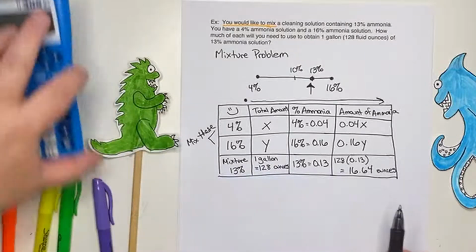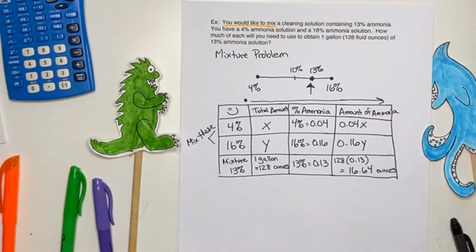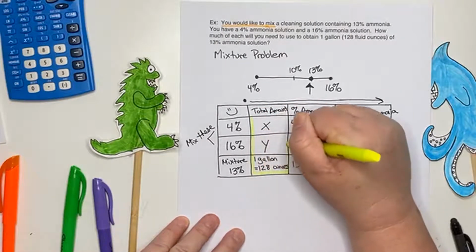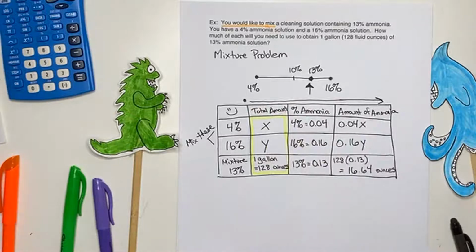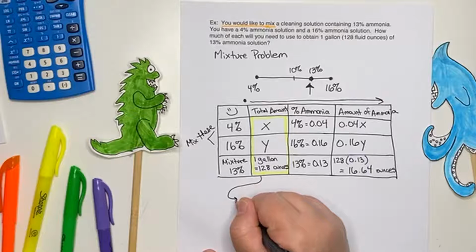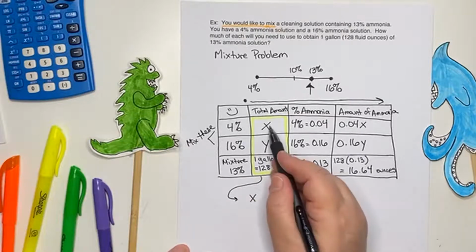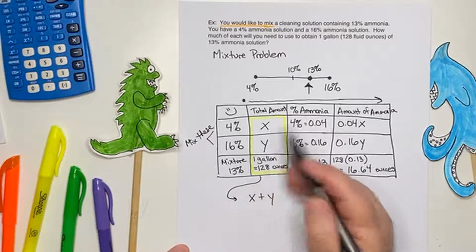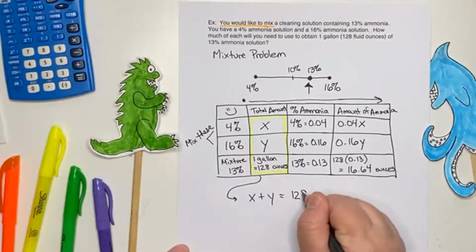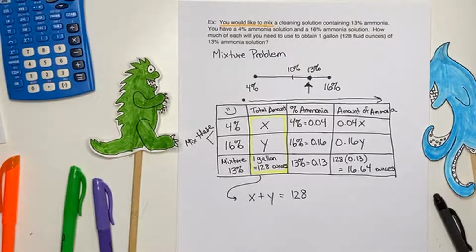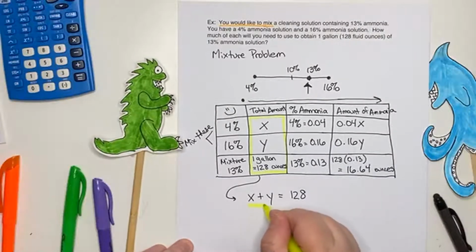Are you guys ready? I'm very excited. I'm going to take you a little bit to Smeary Town, but it's for a good cause. That first column where it says total amount, we get x plus y. So the amount in the first one plus the amount in the second one has to be the total amount. We're not adding anything else. So x plus y has to equal 128. That's our yellow, or our first equation.